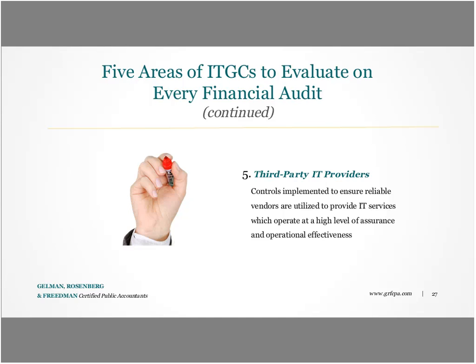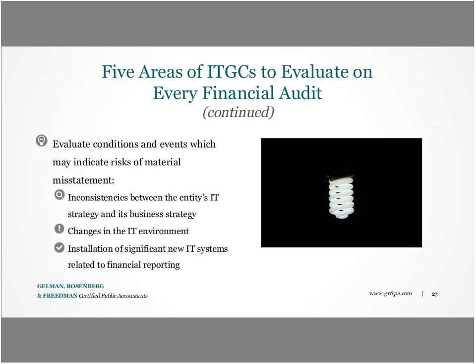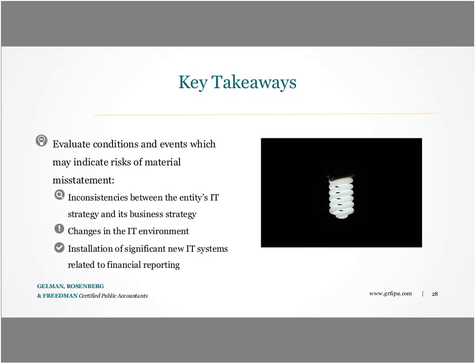So we also want to leave you with some key takeaways from today's presentation. I'm going to allude to some of these, and then we'll let Kashif discuss some of the other ones. So the first one is we need to evaluate events and conditions that may indicate the risk of material misstatement. What are some examples here? Well, are there any inconsistencies between the entity's information technology strategy and its business strategy?